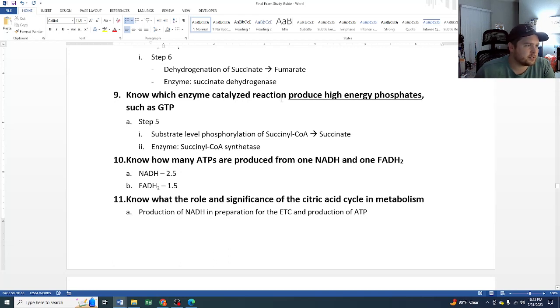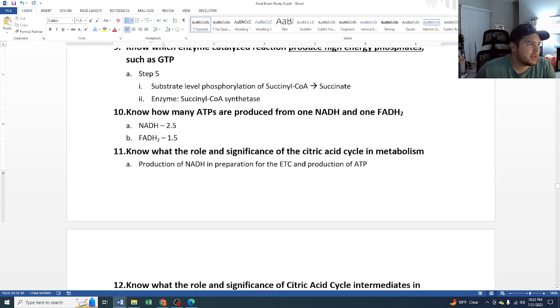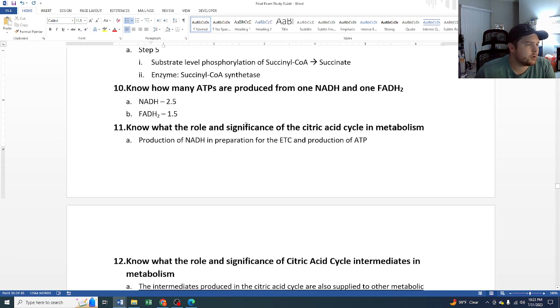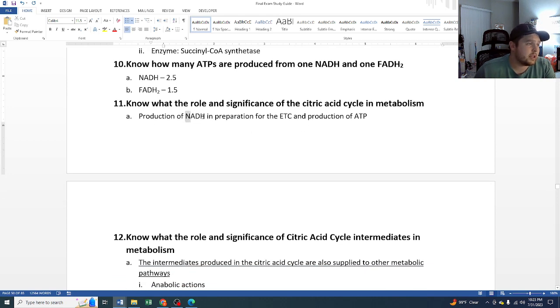Know which enzyme catalyzed reaction produces high energy phosphates, such as GTP. We talked about that. How many ATP are produced from one NADH and one FADH2? We talked about that. The role and significance of the citric acid cycle in metabolism: we make the NADH in preparation for the electron transport chain.